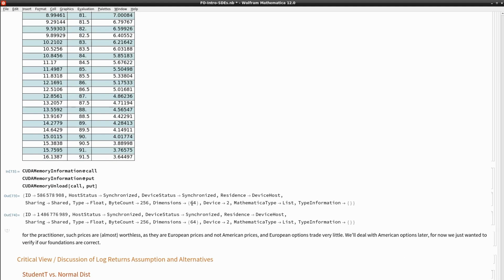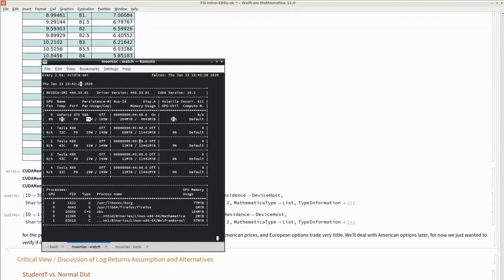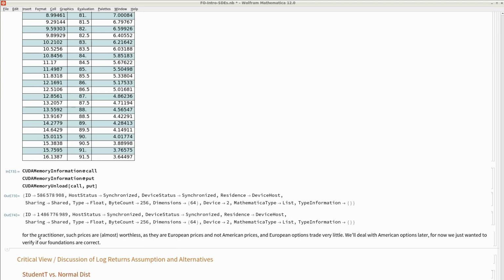So we computed for 64 options. That's a byte count of 256, and the same for the puts. All right, and when you're done, you should always unload the memory to make it available again. You can see the memory is now back to 68. That's the function that we have loaded into memory, but no data for it.